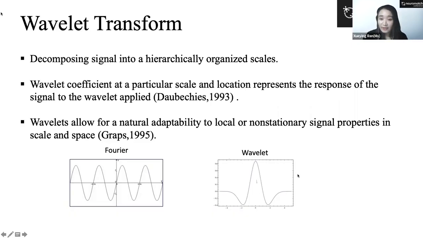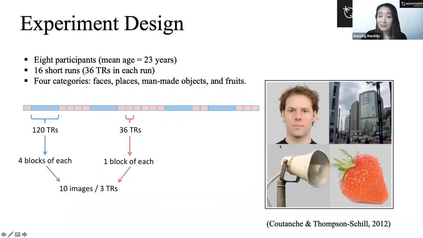So in our study, we used wavelets to investigate the spatial scale of neural representations for visual categories in occipital and ventral temporal cortex. Here's the experiment design. The data was first analyzed in a paper by Coutanche and Thompson-Schill, published in 2012, about advantages of fMRI short runs over long runs. And the data was made available to us by the Thompson-Schill lab.